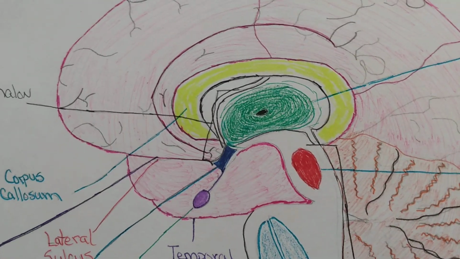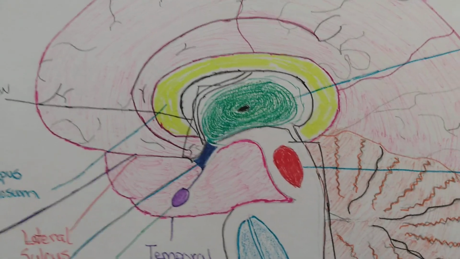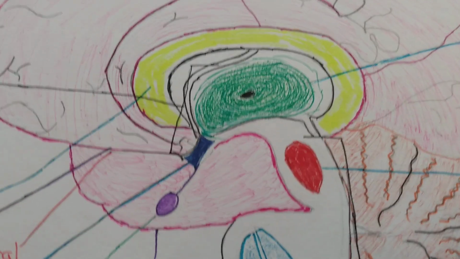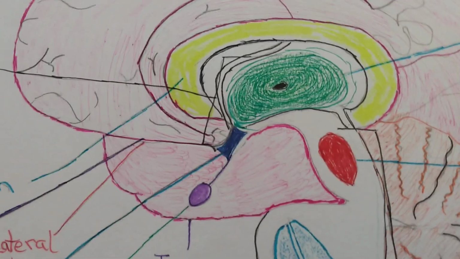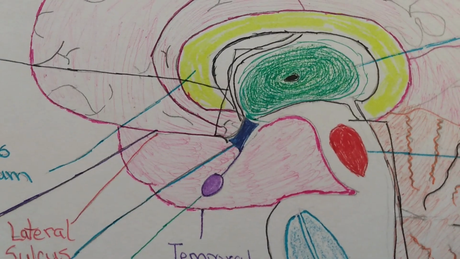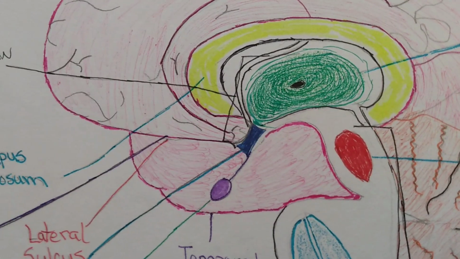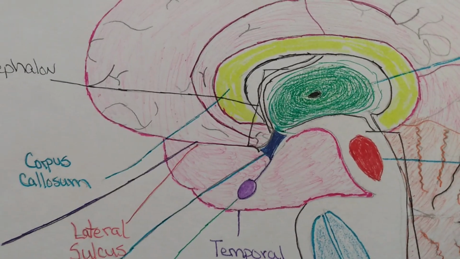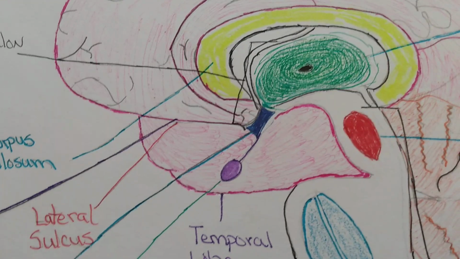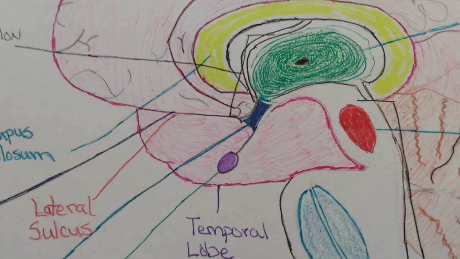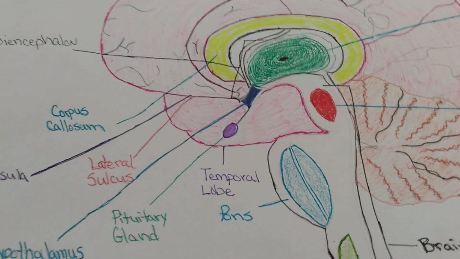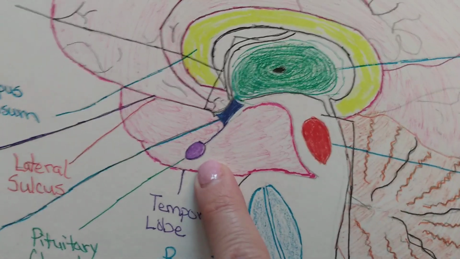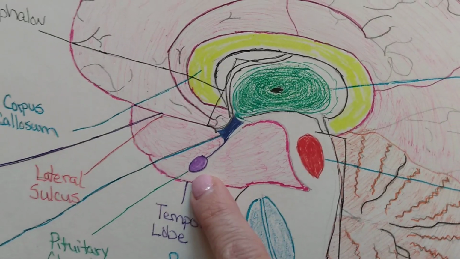So the thalamus directs sensory impulses to the appropriate region in the cerebrum. The hypothalamus is the link between the nervous system and the endocrine system, and it controls the pituitary gland. It also contains several nuclei responsible for maintaining homeostatic functions such as thermoregulation, hunger and thirst, and sleep cycles. And in this picture, I have indicated the pituitary gland with this little purple circle mark here, just down below the hypothalamus.